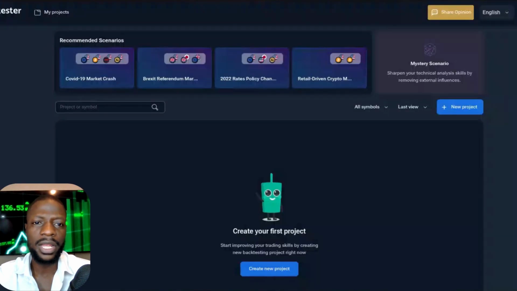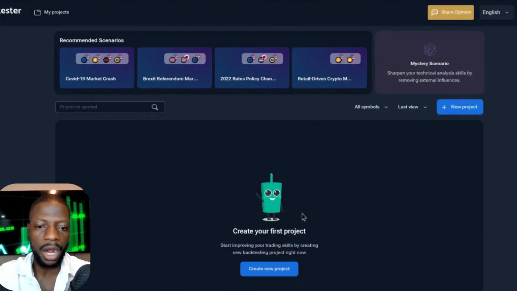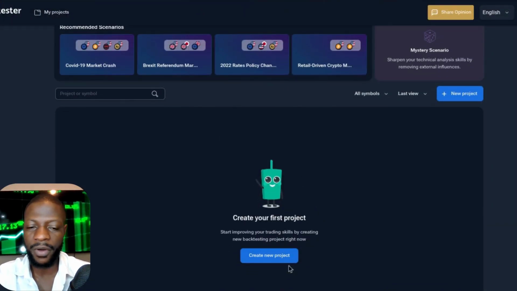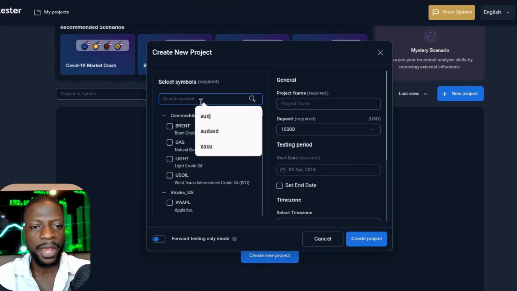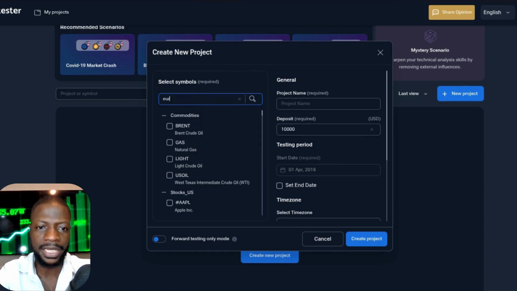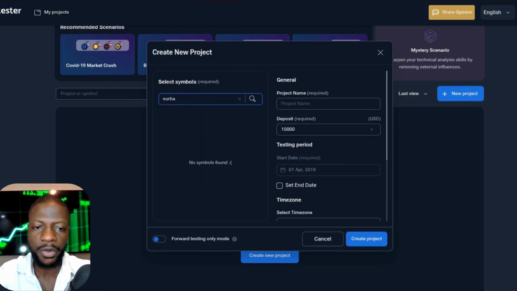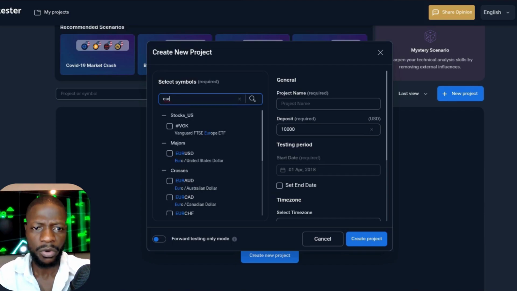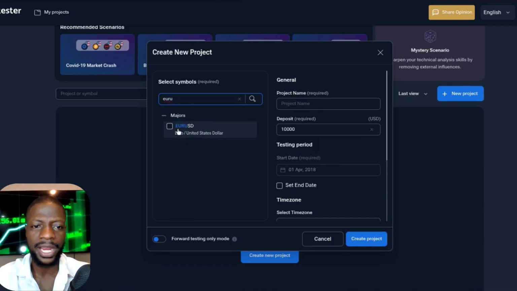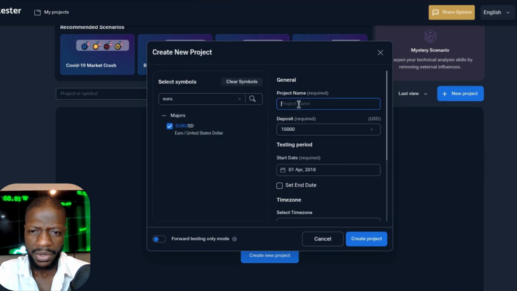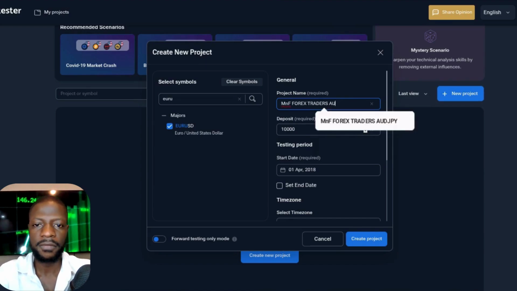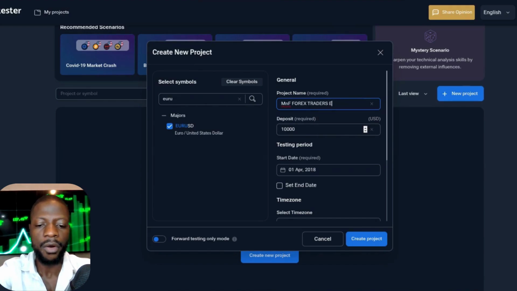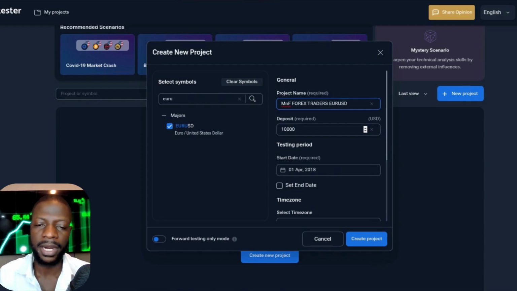Okay, let's go ahead and create our new project. Just come to Forex Tester 5, create a new project right here, and choose the currency pair. In this particular backtest, you're going to go for Euro USD, right? So you select that, and then you name the project. Let's say M&F Forex Traders Euro USD backtest.